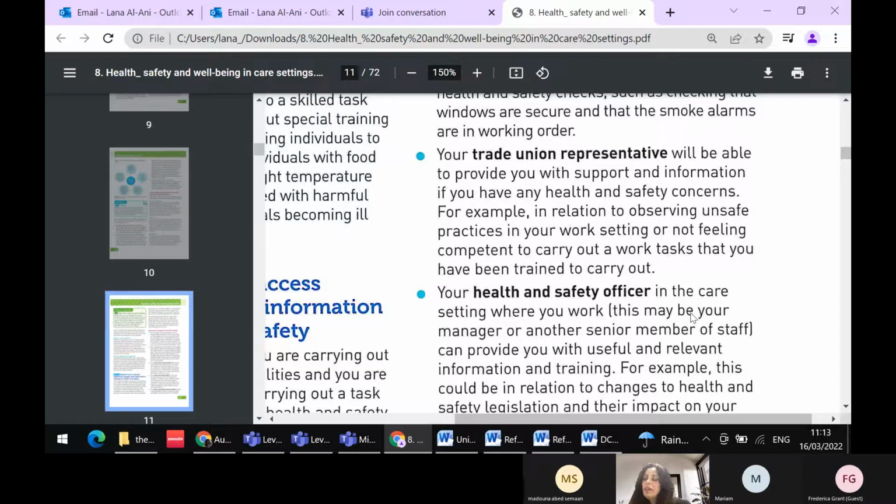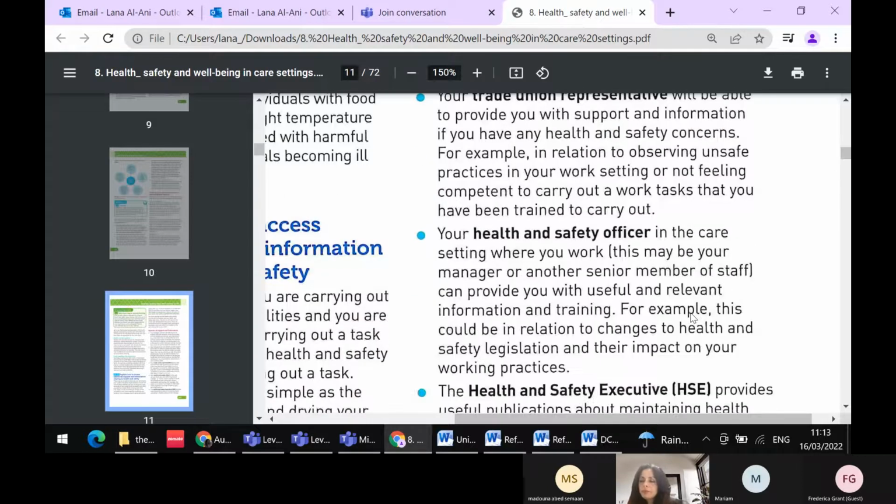The trade union representative can support you with all the information you need about health and safety concerns. For example, in relation to observing safety procedures and practices, they help you with that. If you don't feel that you are competent, they will tell you exactly what you need to have training for. So it is very important to have information from them.